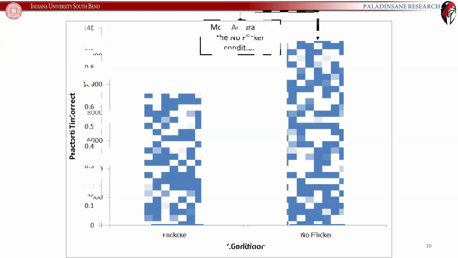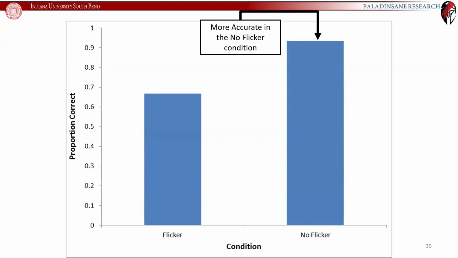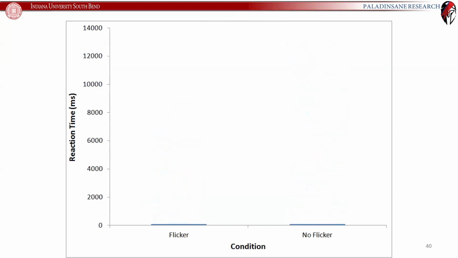So if we had a speed accuracy trade-off, then we would expect that the no flicker condition is more accurate. But maybe if we have an accuracy speed trade-off, maybe it's going to be slower. Right, so let's take a look if that's the actual case. So here, once again, we have condition on the x-axis, flicker versus no flicker. We've got reaction time, this time in milliseconds. So it goes all the way from 0 at the bottom to 14,000 milliseconds, or 14 seconds.